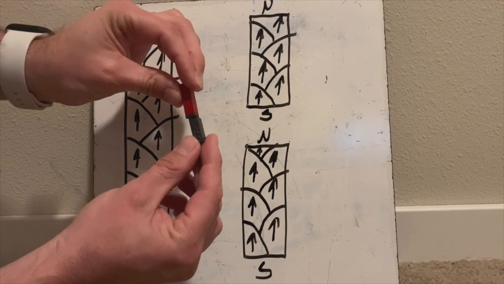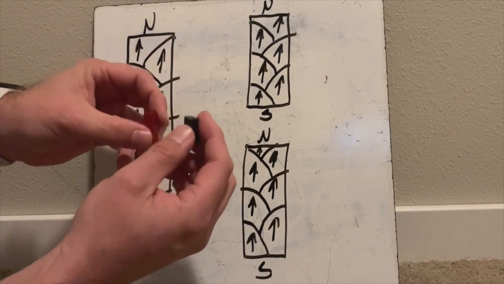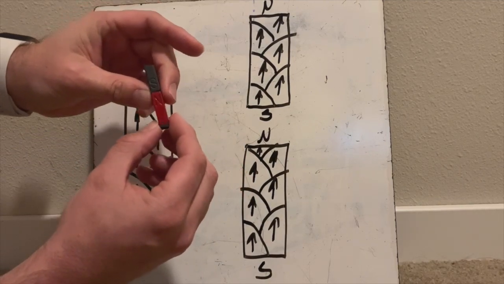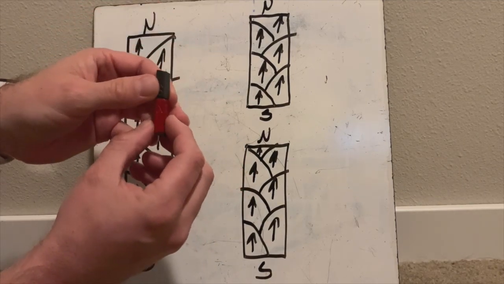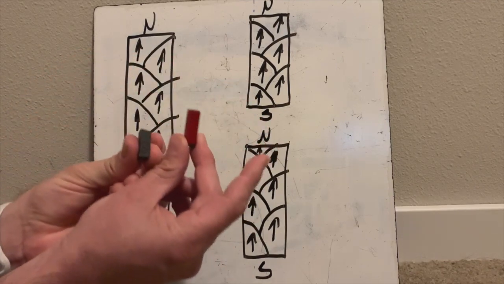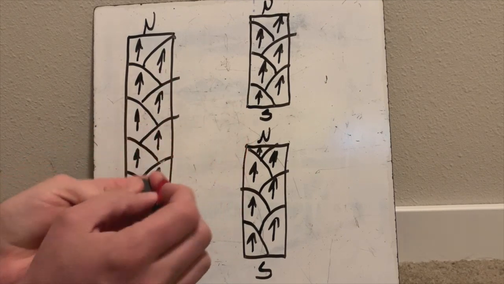So if I were to do this, the magnet sticks together. However, I can also flip it and put it like this now, and the magnet sticks together as well because of the South Pole and North Pole. So when you break a magnet apart, you end up with two new magnets that both have a North and South Pole.